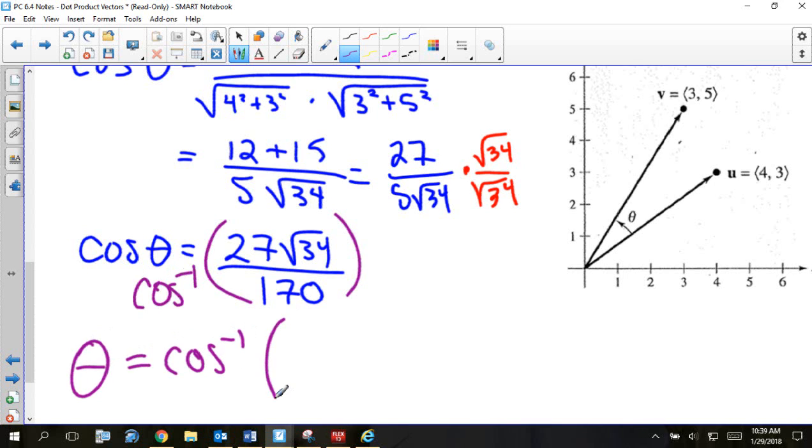I don't think we have that one memorized, do we? Is that on the unit circle? I didn't think so. No, it's not. I'm just making jokes here.